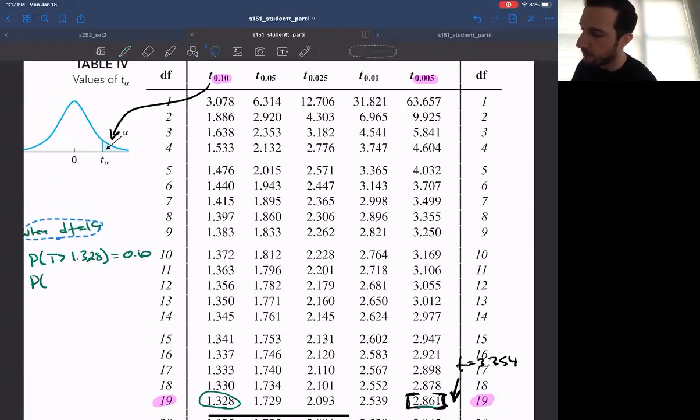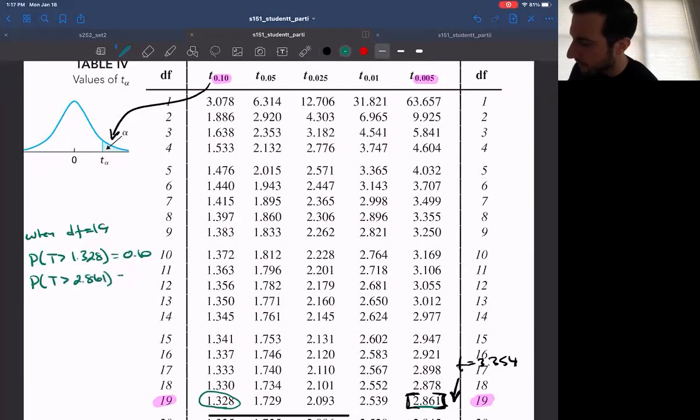Sorry, this is all when the degrees of freedom is 19. Obviously it changes, right? So the probability that t is greater than 2.861 is equal to 0.005. All right, does that make sense?